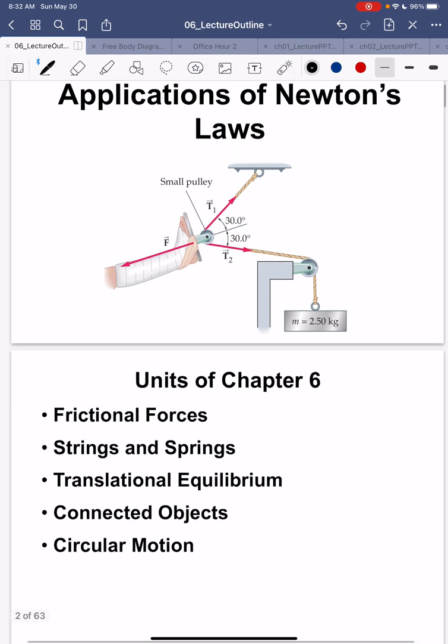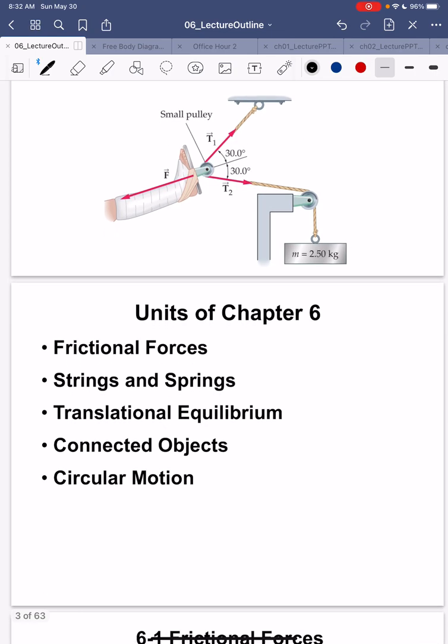Another addition here is we are going to include frictional forces, which we did not include when we were talking about forces in chapter 5. We will also have some of the problems where we have strings and springs, and we will see if things are going to change and how, how we're going to include tensions. We are going to talk about one type of equilibrium, we call it translational equilibrium, and we will apply it and find out some of the forces that might be unknown.